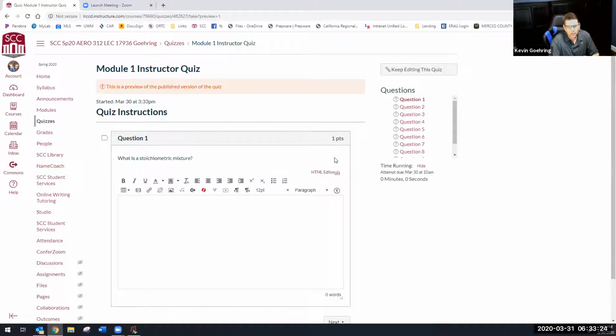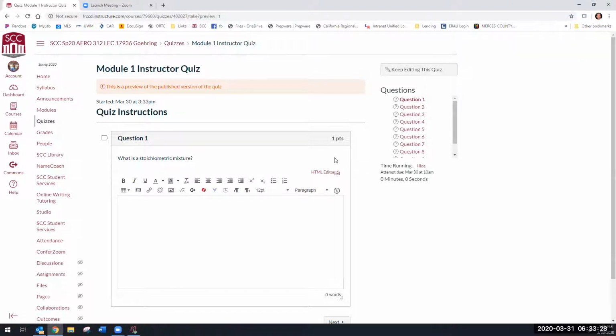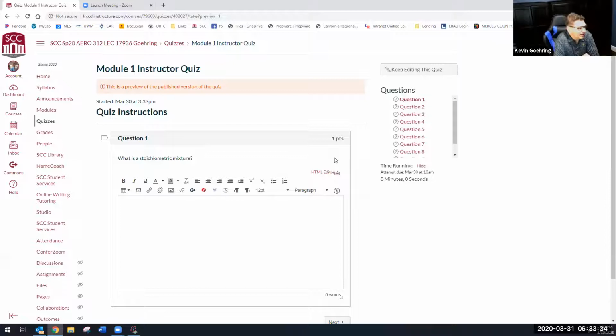What is a stoichiometric mixture? Anybody want to answer that one? Chemically correct mix of fuel and air. All right, I'll take that. A chemically correct mixture of fuel and air. We can expand on that and say one in which there is no extra fuel and there is no extra air.